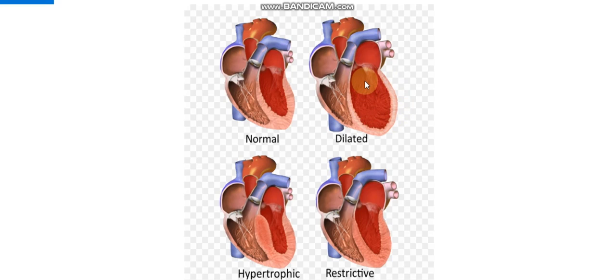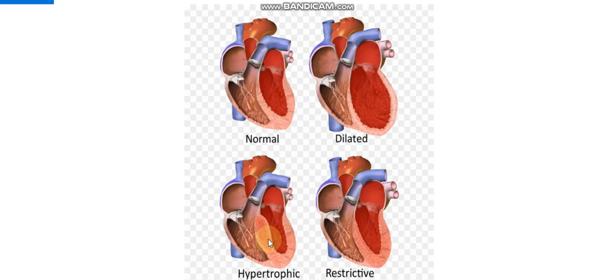It cannot contract properly. It is dilated. It is a very lazy kind of heart. Okay, it is very lazy. It is not going to contract. So it is a systolic dysfunction. That means the systole is not efficient here. Okay, so it is a systolic dysfunction.